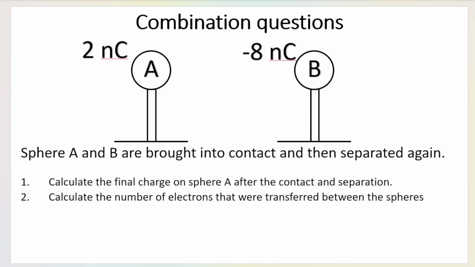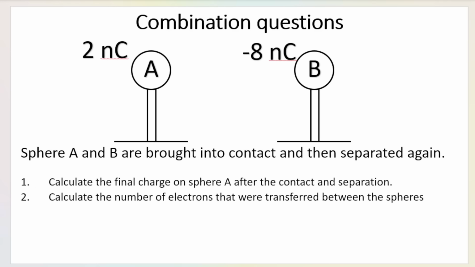Let's take a look at a combination question that you could get asked. We've got A and B. It's clear that these are the initial charges of A and B, but they'll probably say that in the little question that I've just cut out. A and B are now brought into contact and then separated again. And the question wants two things. Calculate the final charge on A after contact and separation, and then calculate the number of electrons that were transferred during this contact. So let's do number 1 first.